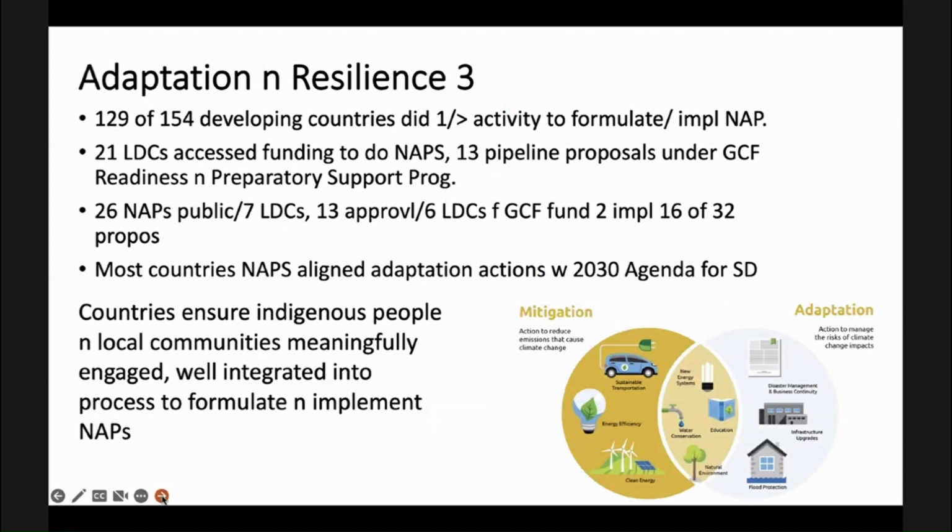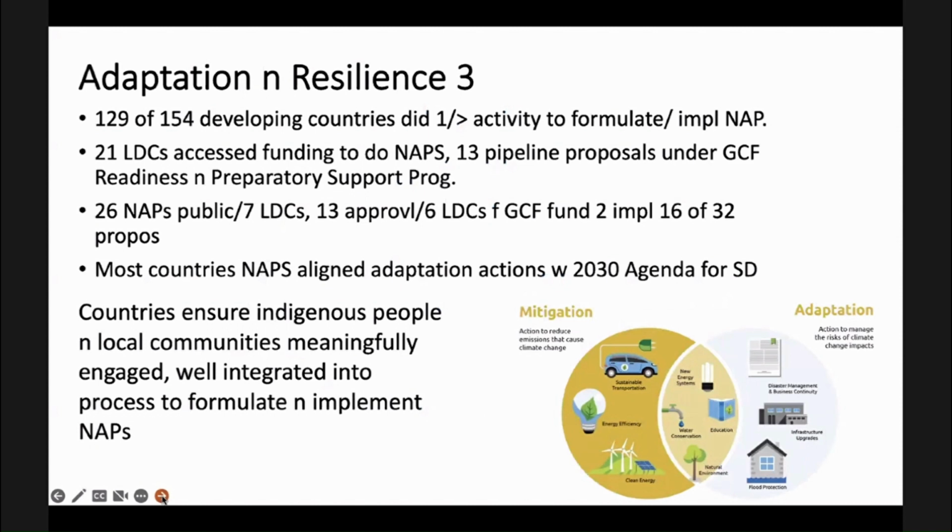There are some studies done on what are the things that have been done, both by developed and developing countries. So 129 of the 154 developing countries have done more than one activity to formulate, and even some have begun to implement the NAPs. 21 LDCs accessed funding to do NAPs. 13 have pipeline proposals under the GCF Readiness and Preparatory Support Program. 26 NAPs are available publicly, 7 of them from LDCs. 13 are seeking approval, and 16 of the 32 proposals are being acted upon.